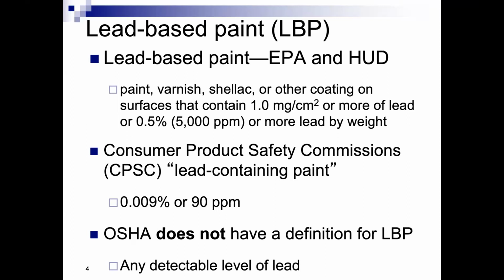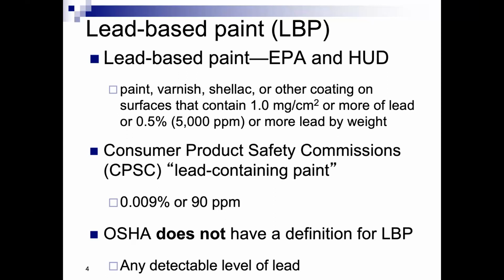The Consumer Product Safety Commission, on the other hand, CPSC, who has lots of rules about consumer product safety, has a lead containing paint definition, which is much lower, 0.009%, which is the same as 90 parts per million. And that is, I would say, the easiest way to keep the difference in your mind: that is what a can of paint that you would buy at a paint store or a hardware store would be allowed to have in it.